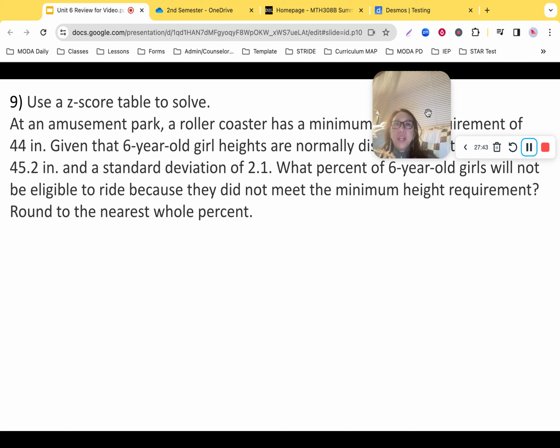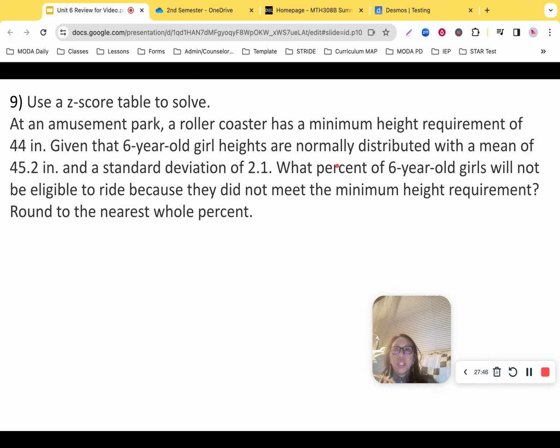All right, for number 9, using a z-score table to solve: at an amusement park, a roller coaster has a minimum height requirement of 44 inches. Given that 6-year-old girl heights are normally distributed with a mean of 45.2 inches and a standard deviation of 2.1, what percent of 6-year-old girls will not be eligible to ride because they did not meet the minimum height requirement? And we are asked to round to the nearest whole percent.